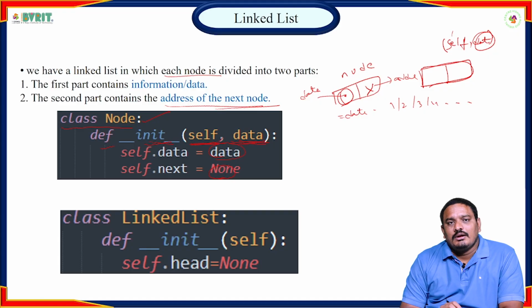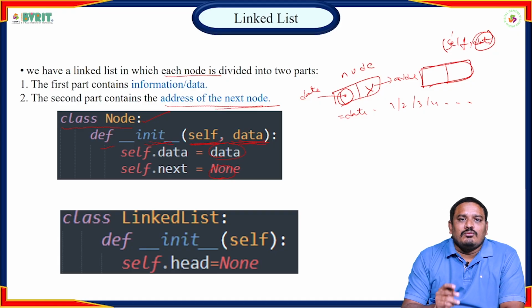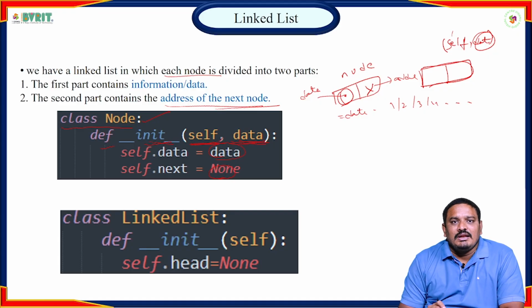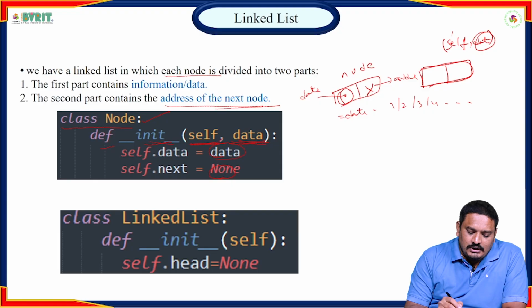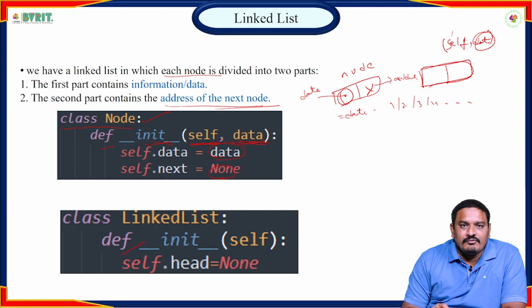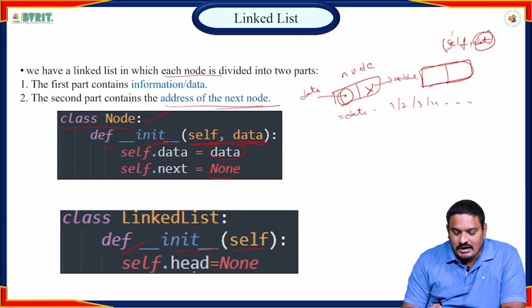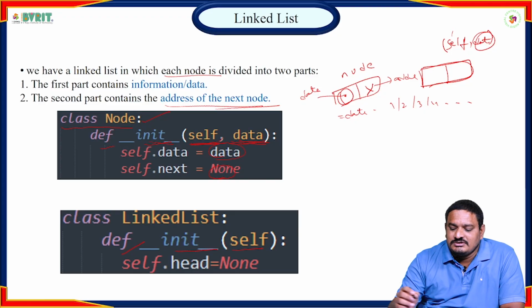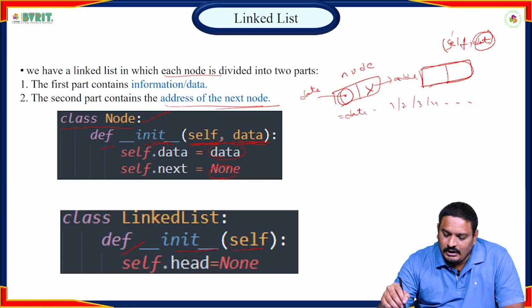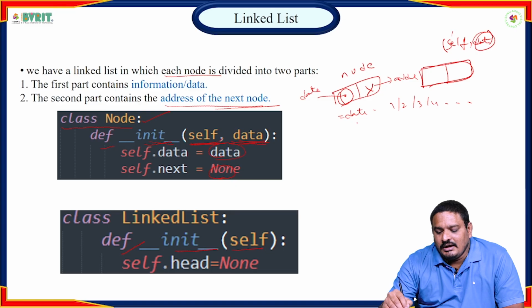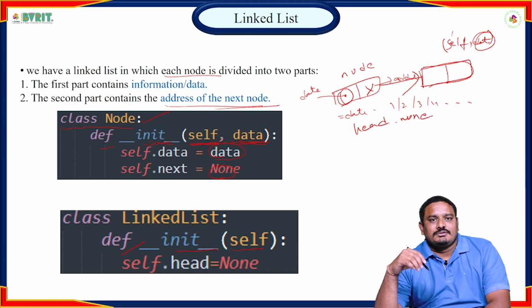Second, we link one node to another node by using the linked list. Here we define the initialization: self.head equals None. Self.head equals None. So this one is the head node. If self.head is equal to None, we are representing an empty linked list.